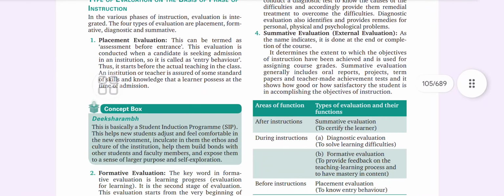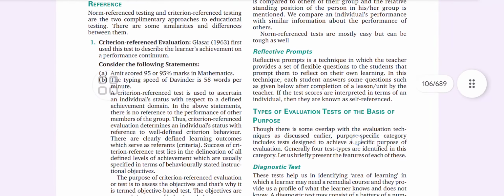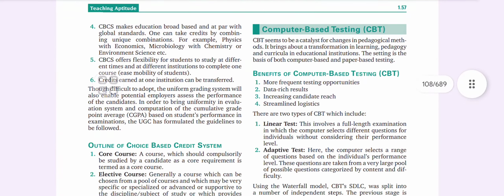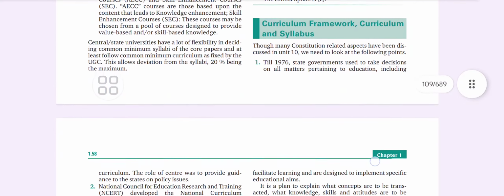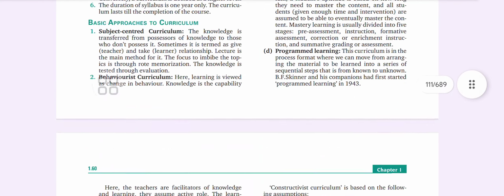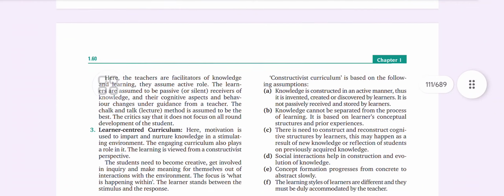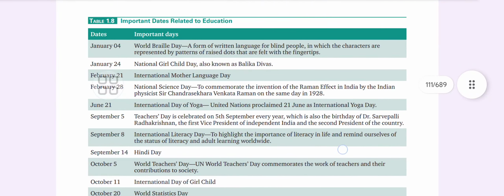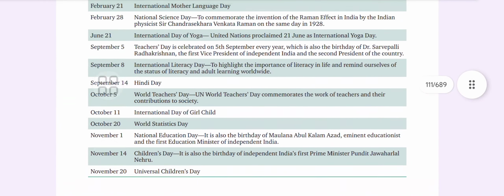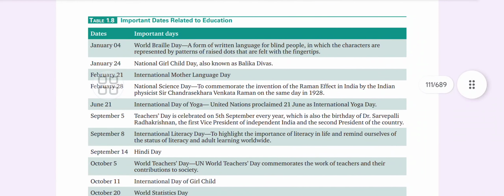Then the evaluation, how the evaluation is done, evaluation according to the nature of reference, and the choice based credit system. What is that? Computer based choice based credit system, in most private universities they are doing that only. And what is the main difference between this and that? The important dates related to education in a gist. So you have to do this for your examination.